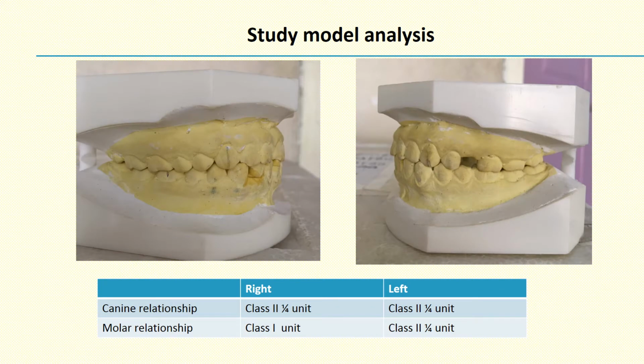However, for study model analysis, it could be seen that actually the canine relationship on the right side is class 2 quarter unit, and on the left side as well class 2 quarter unit, while for molar relationship, the right side is class 1, and on the left side it is class 2 quarter unit.